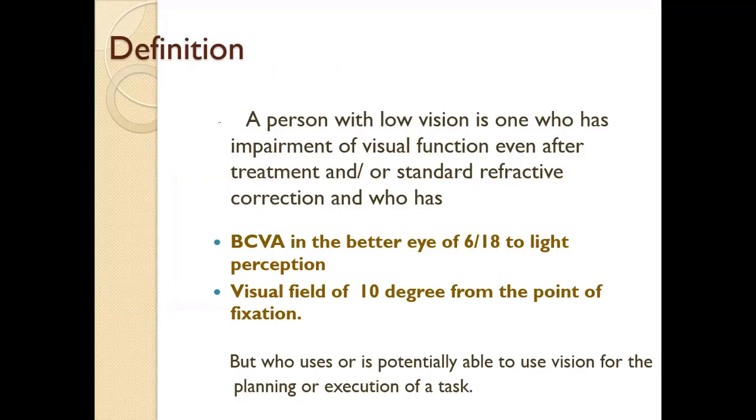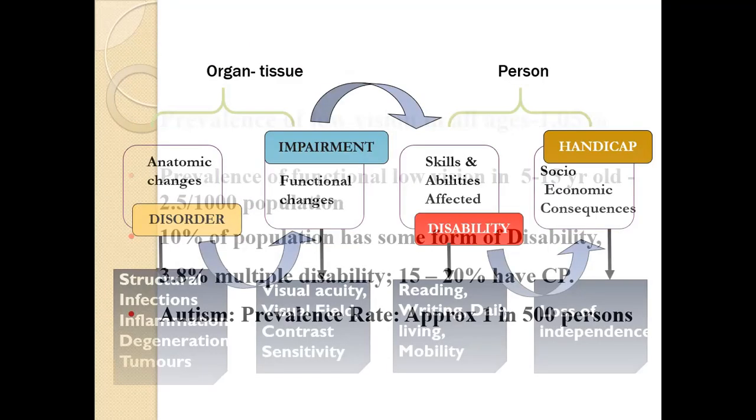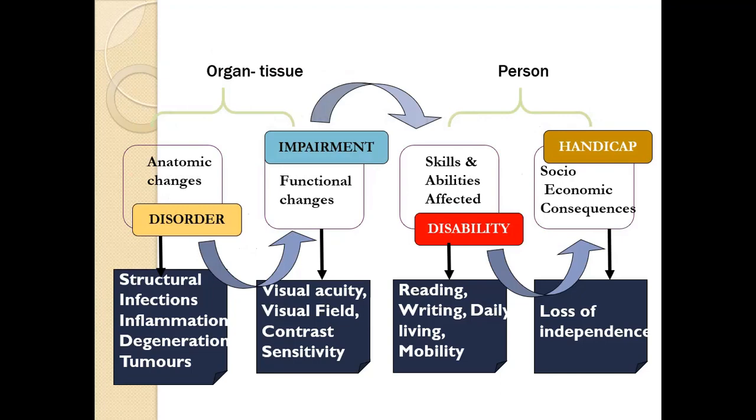By the book, the better visual acuity in the better eye is 6/18 to light perception, or a visual field of 10 degrees from the point of fixation. They are called patients with low vision. So prevalence is increasing year by year, but the cause may vary. As discussed earlier, it depends on the cause or the disease prevalence. Each decade it is varying.